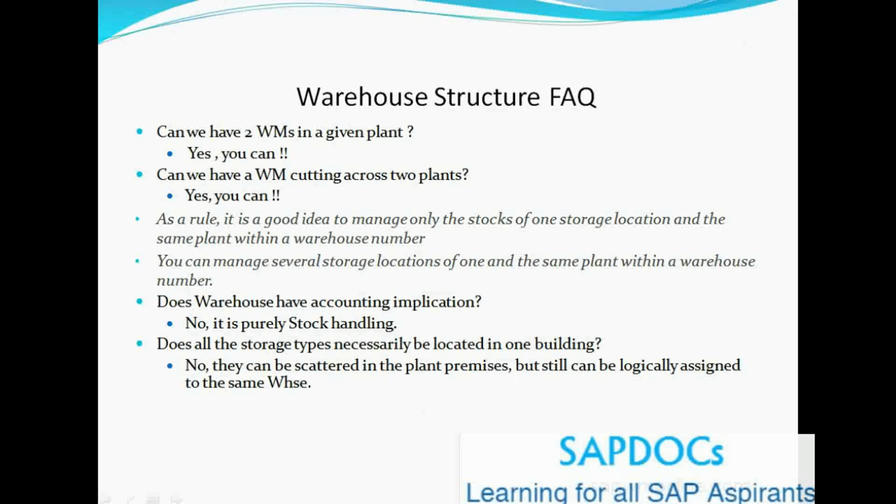Do all the storage types necessarily have to be located in one building? No. They can be scattered. For example, you have one building stocking a particular material and another building across the road which has another material or kind of same material. So do you need to actually build two warehouses in the SAP system? No, you can actually have one warehouse and call those two buildings two different storage types, which is possible.